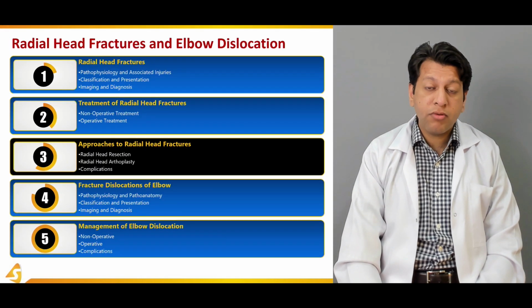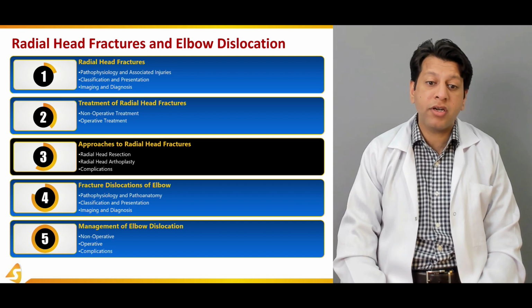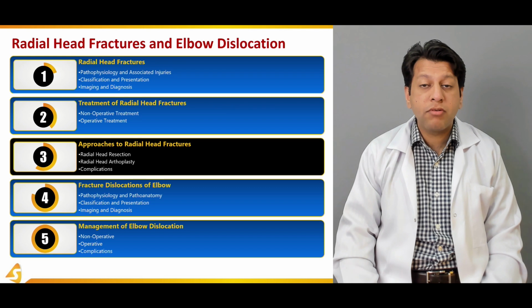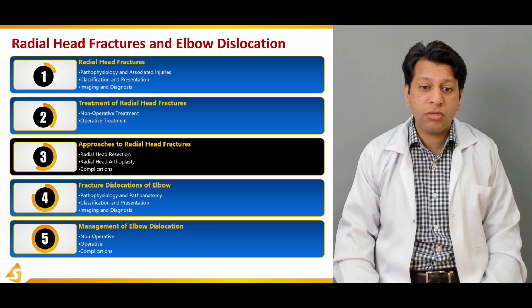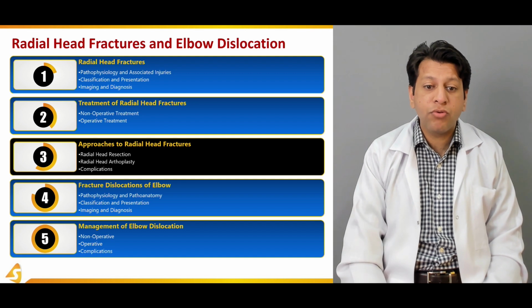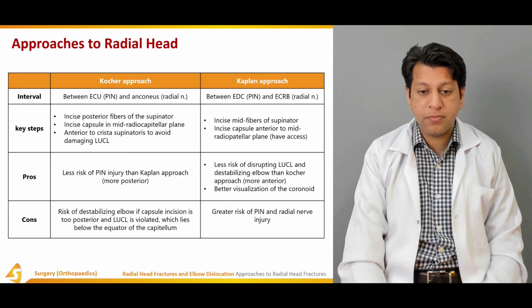In this section, we will be discussing what if we are going for open reduction and internal fixation, a form of operative treatment, how to go about these things, what the approaches to the elbow are, especially the Kaplan and the Kocher approach, and how to do radial head arthroplasty and what the associated complications are.